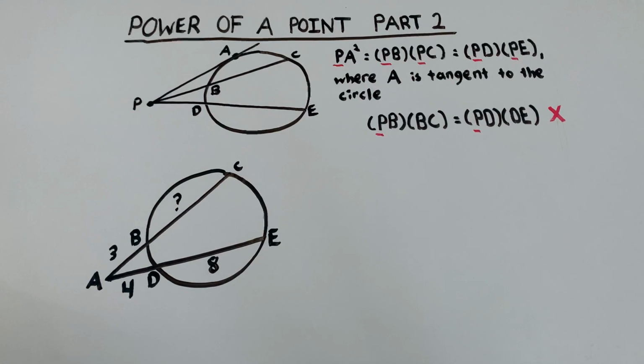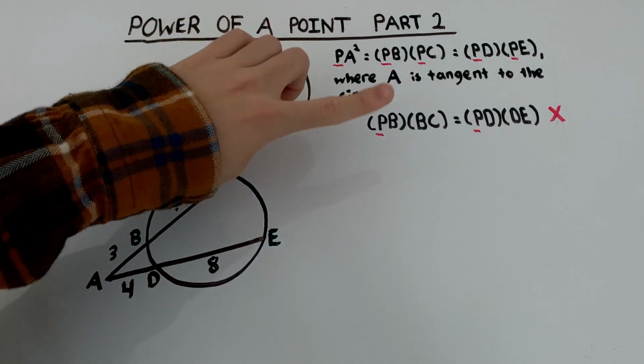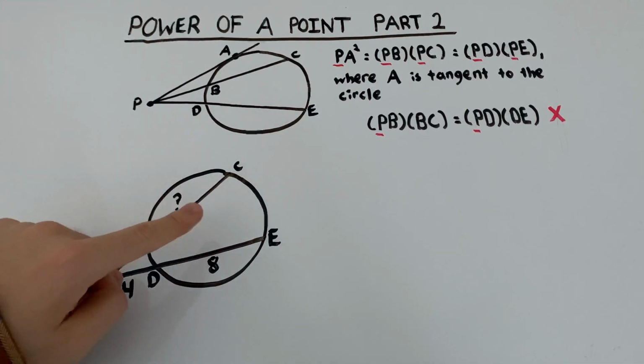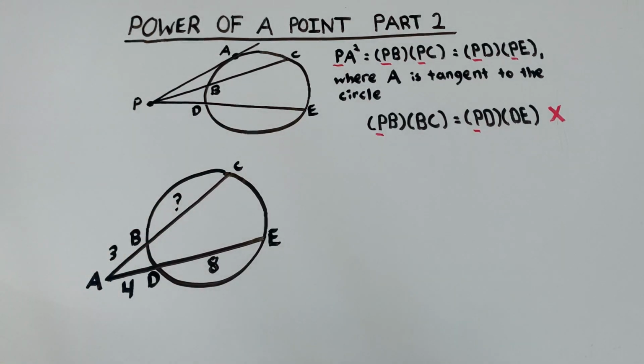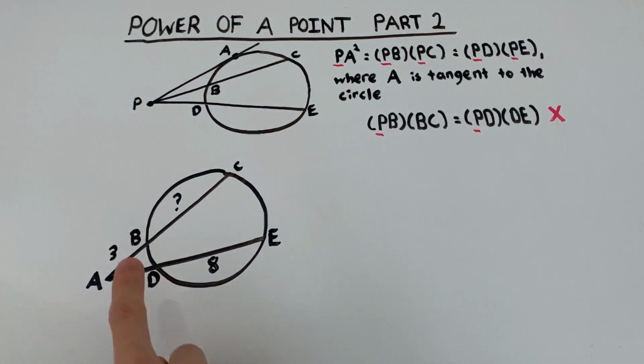So just be careful, because even though this is the correct version, it is very tempting to think of it as this. But now that all the theory is out of the way, let's get into our first problem. So, over here, AB is equal to 3, AD is equal to 4, DE is equal to 8, and we need to find the length of BC.